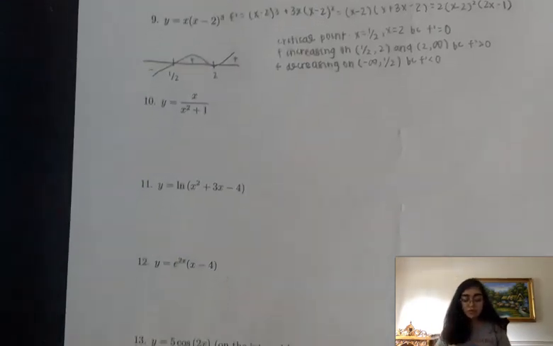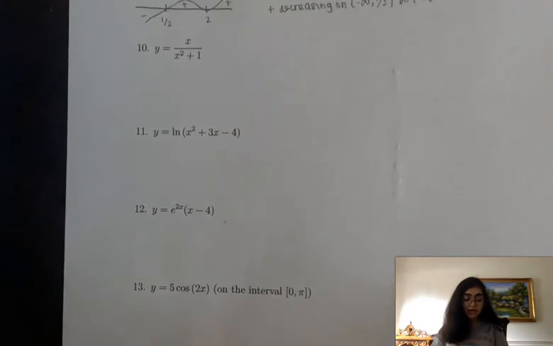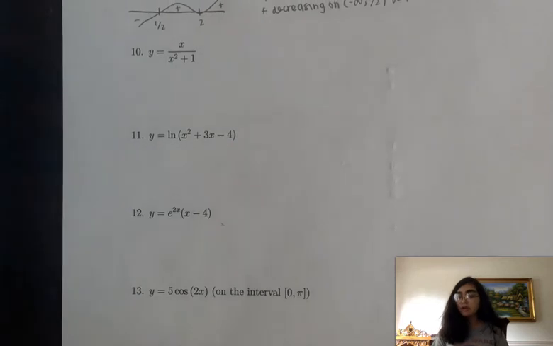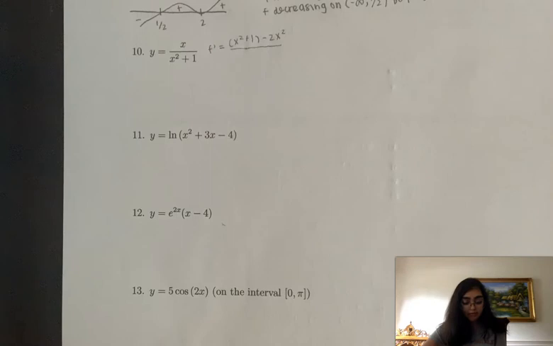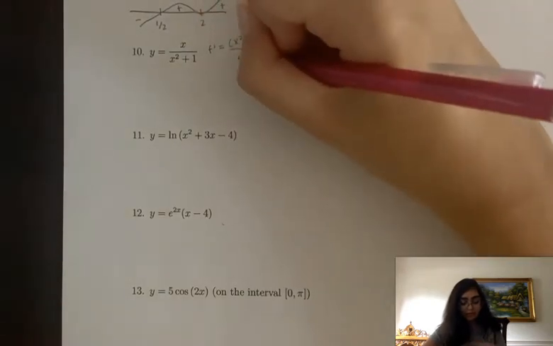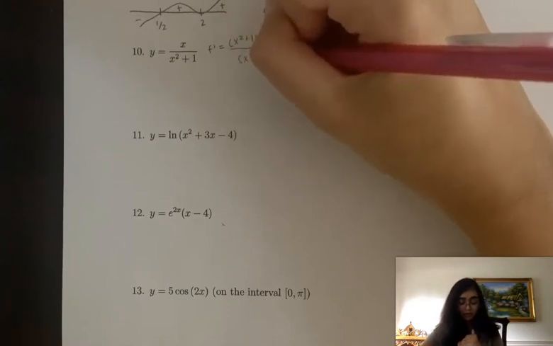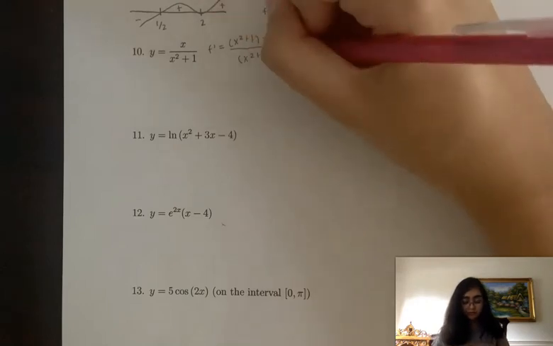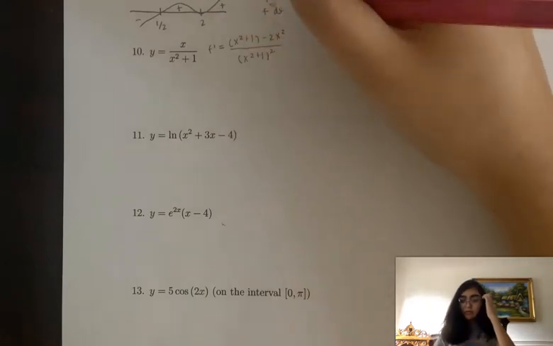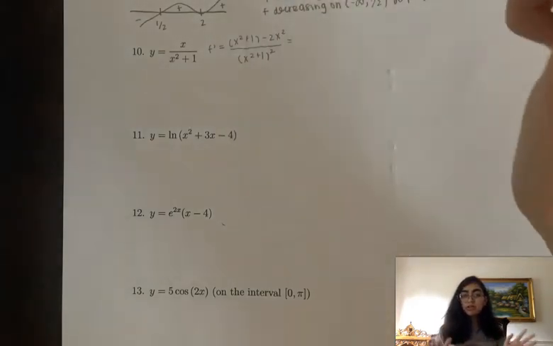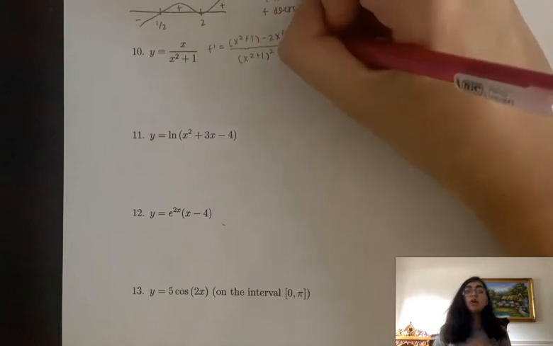In number 10, we will actually be using the quotient rule to find our derivative, since we do have x's in both the numerator and the denominator. So what we're going to have is, in parentheses, x squared plus 1 minus 2x squared over x squared plus 1 all squared. Remember, when we're taking the derivative via the quotient rule, we follow that pattern: low d high minus high d low over low low.